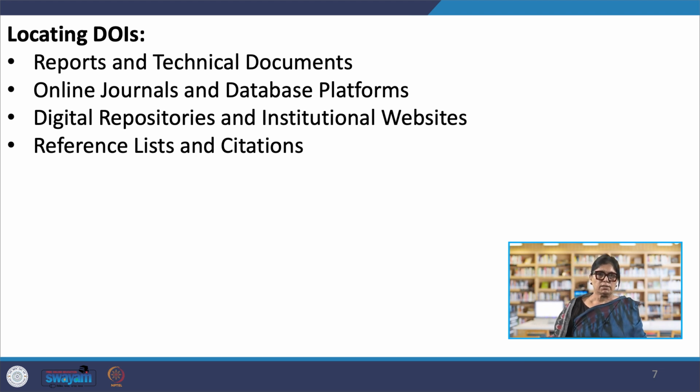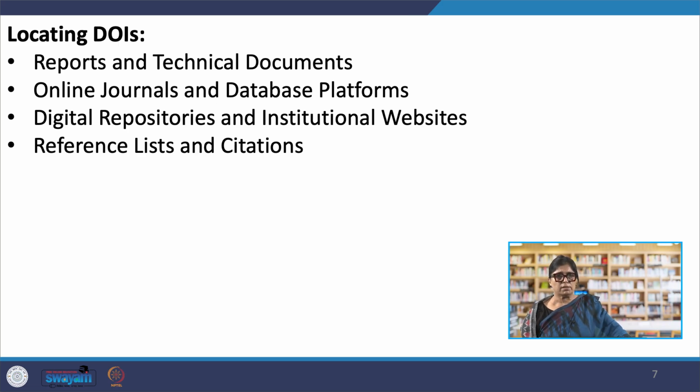Online journals and database platforms. Many online journals and academic database platforms display DOIs as part of their article metadata. When browsing through articles on these platforms, the DOI is usually provided alongside the article's title, authors, and abstract. Now, what about digital repositories and institutional websites?